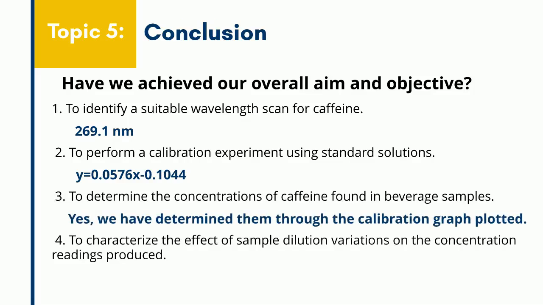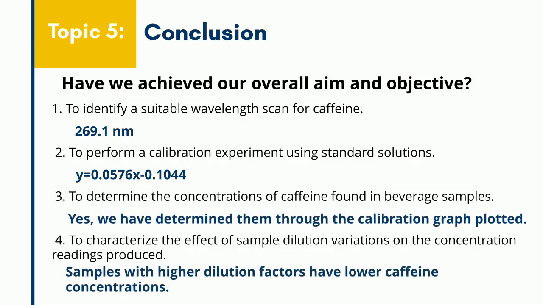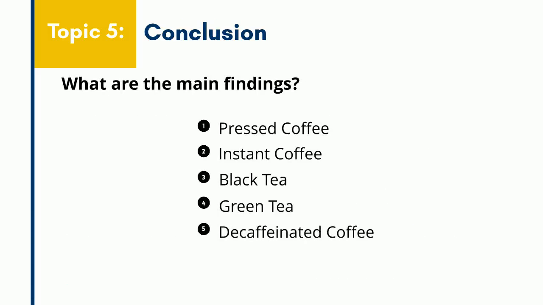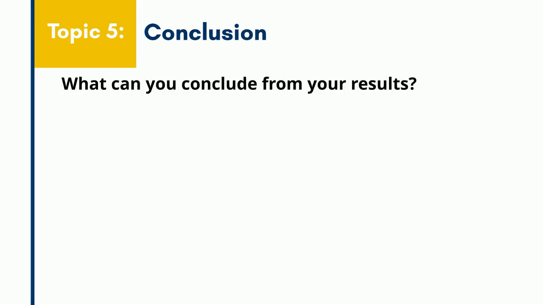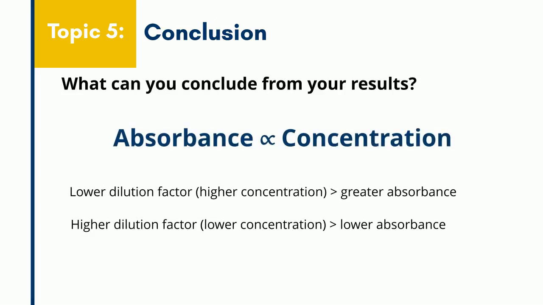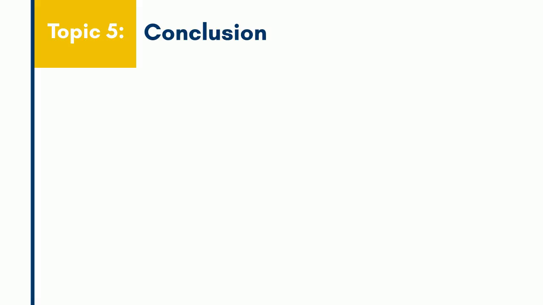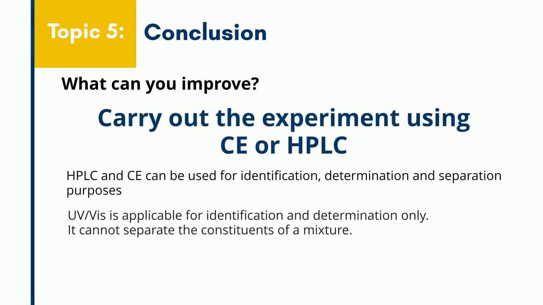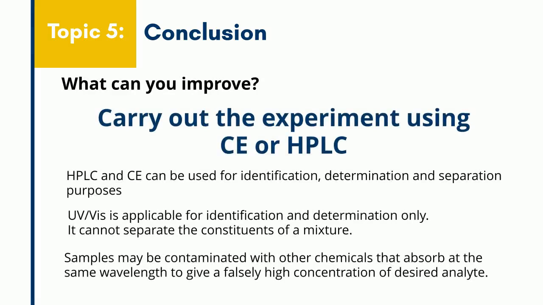We have also found out that samples with higher dilution factors have lower caffeine concentrations. Through this experiment, we have found out that pressed coffee has the highest caffeine concentration, followed by instant coffee, black tea, green tea, and finally, decaffeinated coffee. Based on our results, we can conclude that absorbance is directly proportional to concentration. We can carry out the experiment using CE or HPLC, as UV-vis is applicable for identification and determination only. It cannot separate the constituents of a mixture.